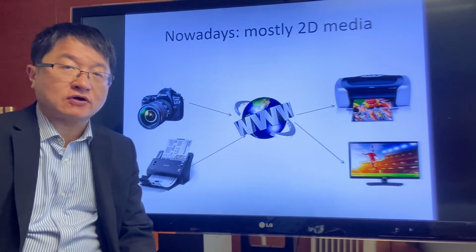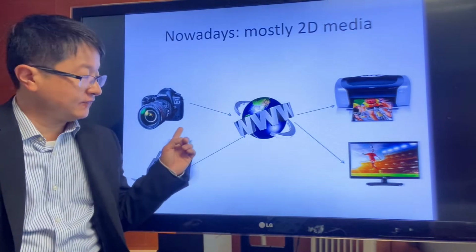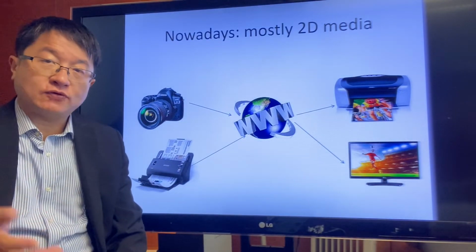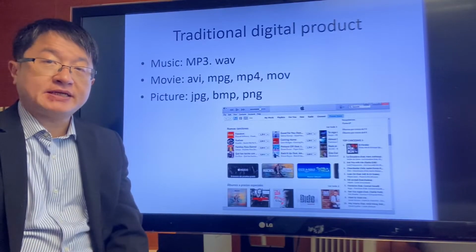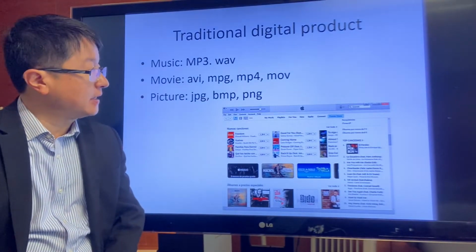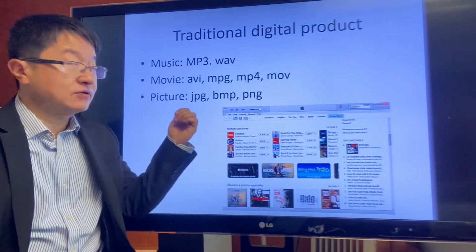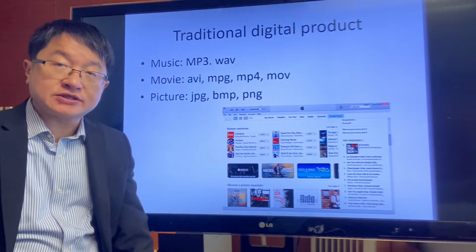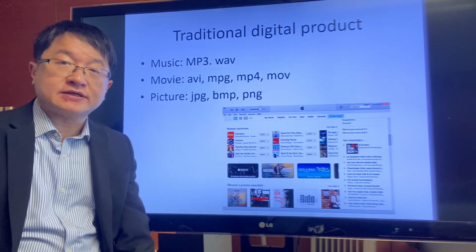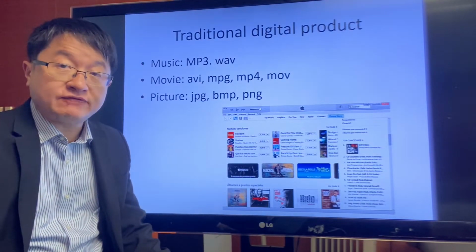Nowadays, we make use of a lot of 2D devices, such as a camera. We take photos and then send the photos to the printer, or we can display the photos on the screen or fax them to your friends. There are many traditional digital products. For example, you can go to the App Store to buy music, an MP3 file, or watch a movie, or download some pictures. All these are digital products that you can purchase on the web. This is one example of e-commerce. You buy something from the web and the products will be delivered to you through the web.